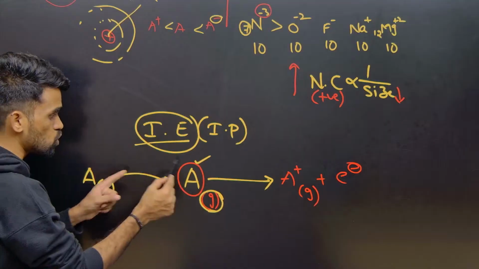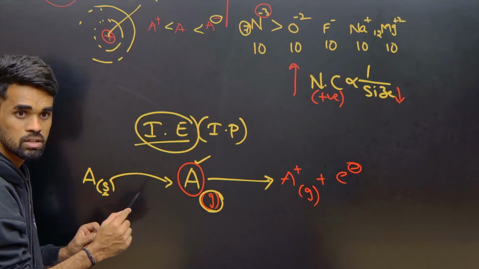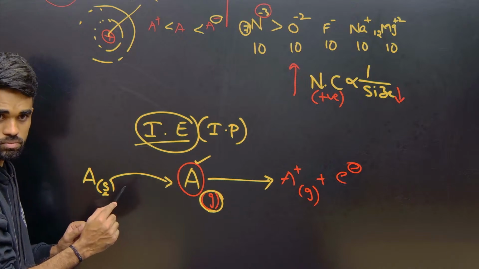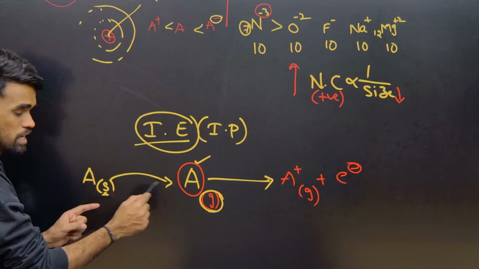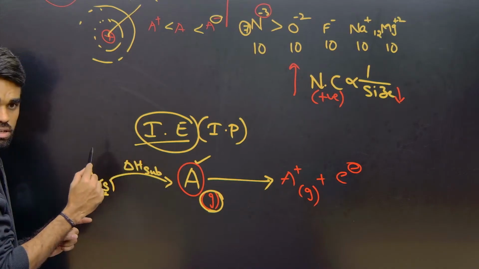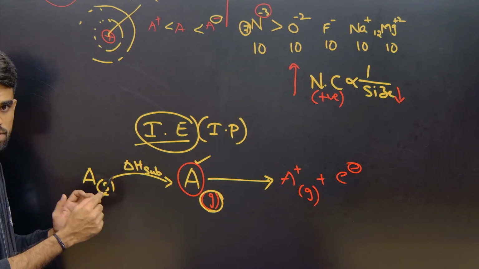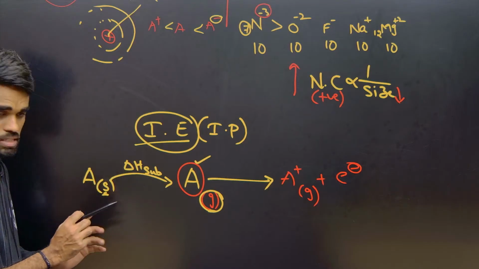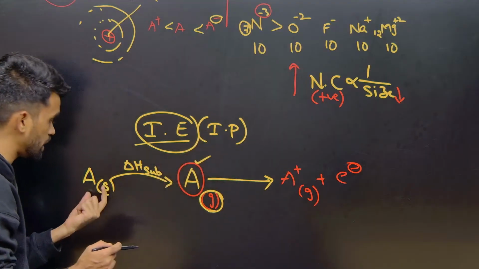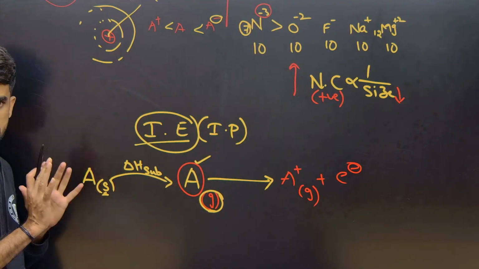So conversion of solid into gas, what can we call it? Sublimation. That is a different energy, which you can call delta H sublimation, enthalpy of sublimation, or energy of sublimation in simple words. This is not the energy we call ionization energy. You should not take it directly as ionization energy. Is that clear or not?